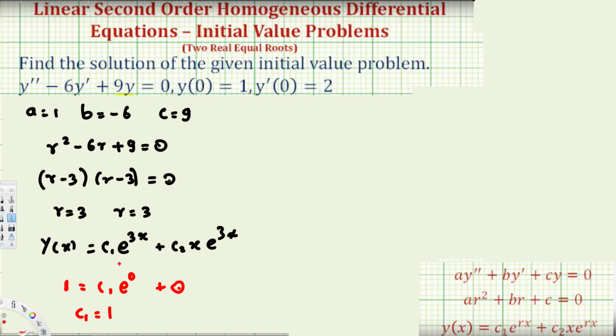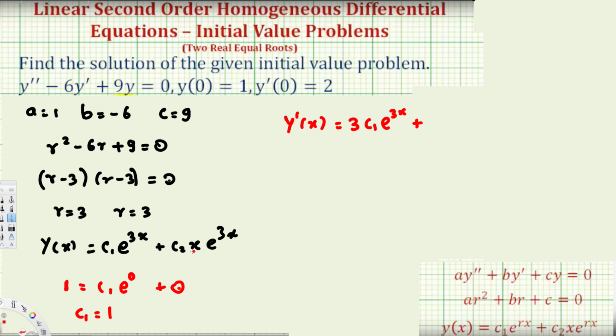To find that one out, we have to use the second initial value, that is y prime of 0 is equal to 2. Now to apply this one, we have to find the derivative of this one. Let's take the derivative. So y prime of x is going to be, since we have e^(3x), the derivative of this one is going to be 3, so we multiply by 3, 3c1 e^(3x). So this is a chain rule. We take the derivative of the outside, that's going to be as it is, and the inside derivative of 3x is going to be 3. And then the derivative of the second one is going to be a product rule because we have two functions, x and e^(3x).